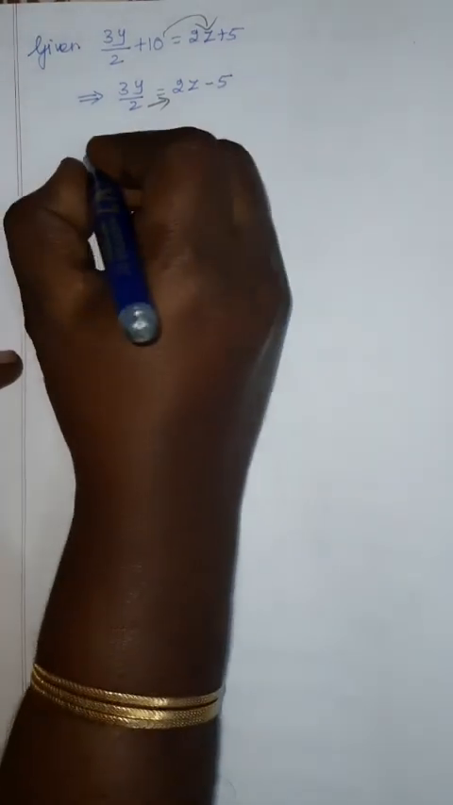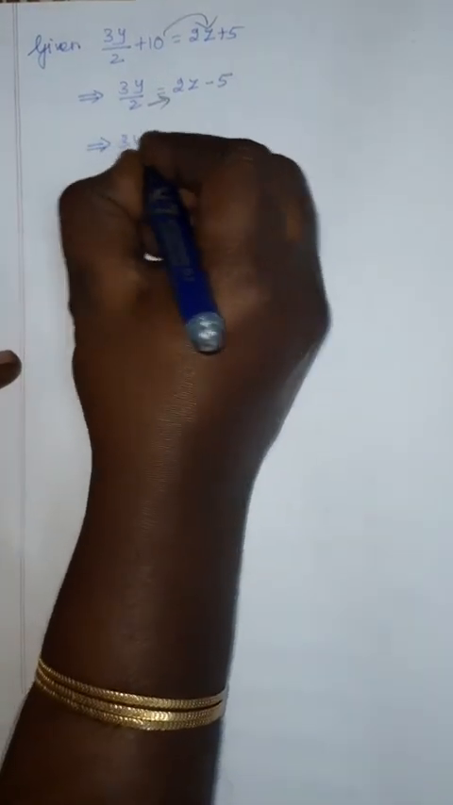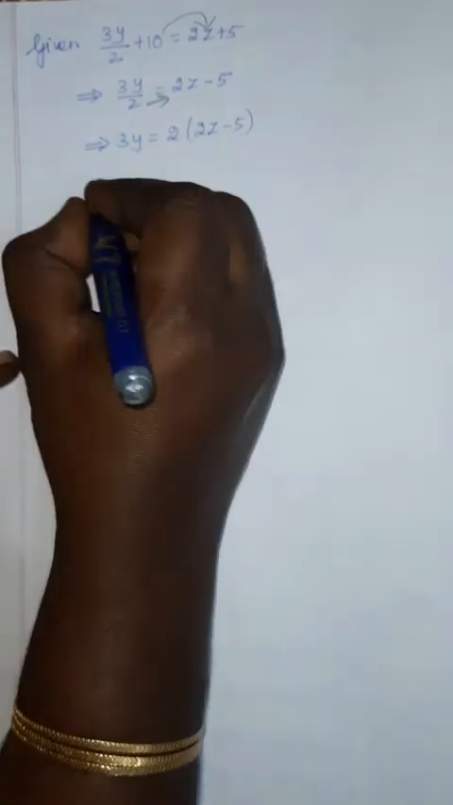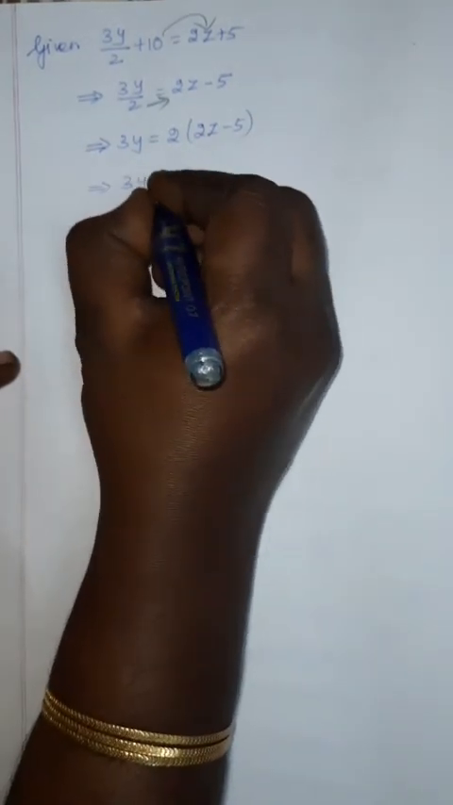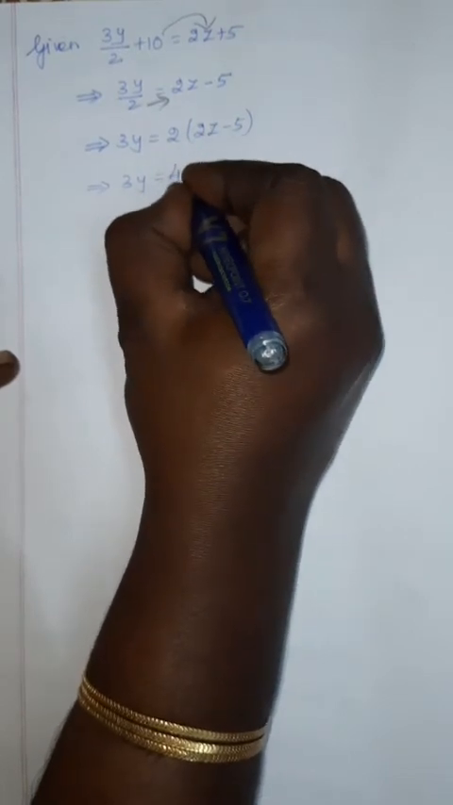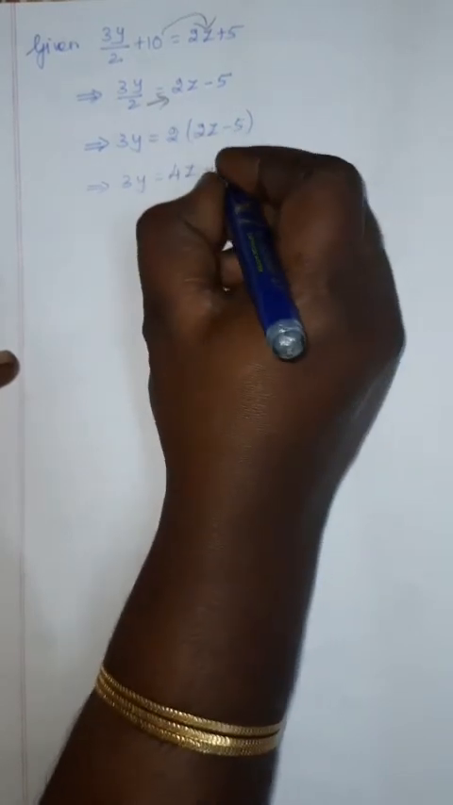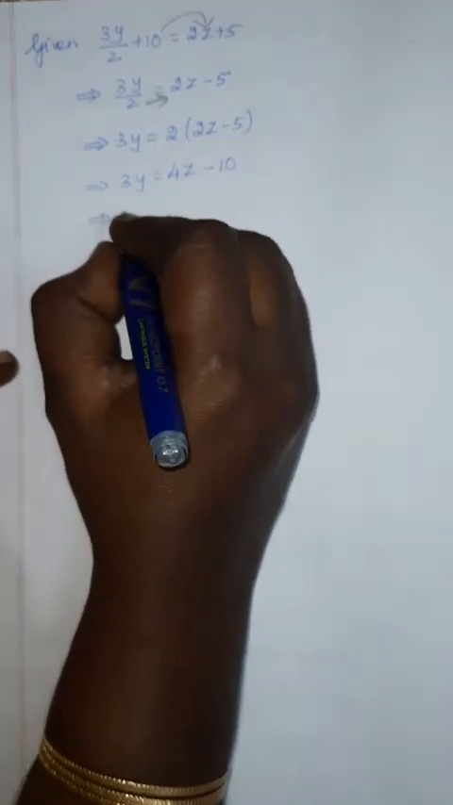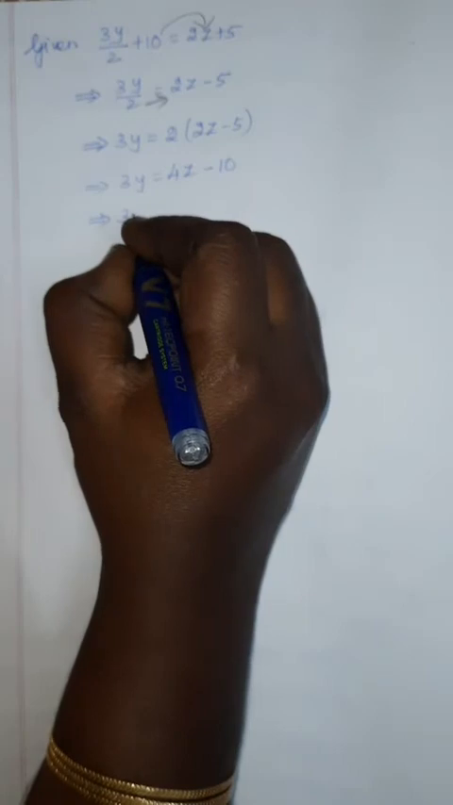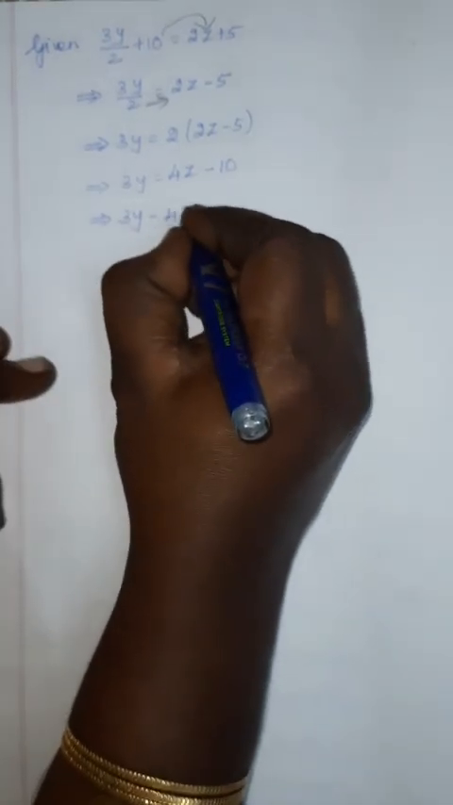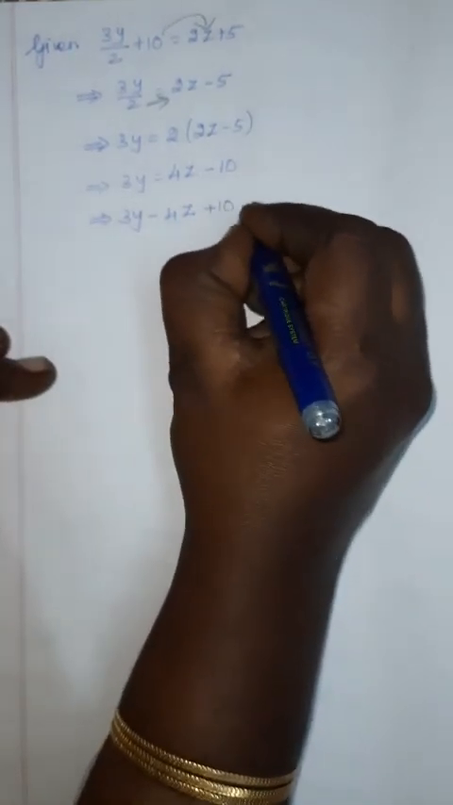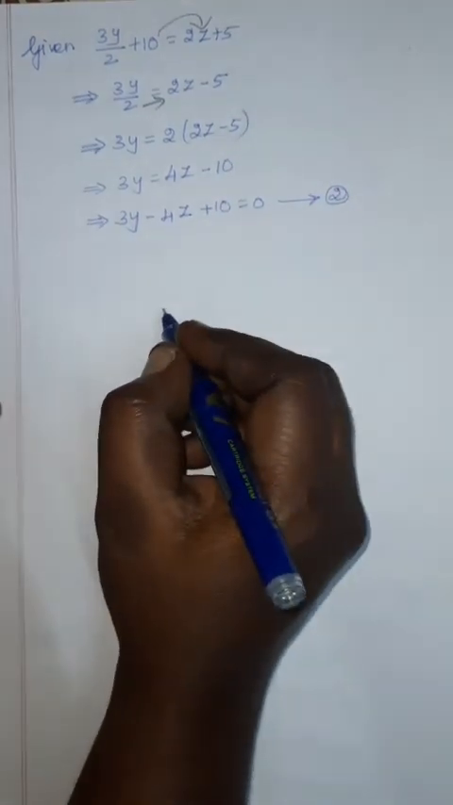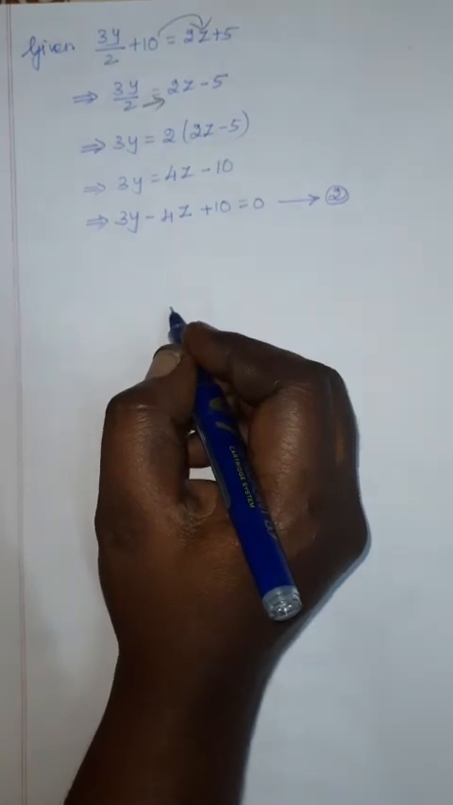So you will get 3y equal to 2 into (2z minus 5), which implies 3y equal to 2 into 2z, that is 4z, minus 2 into 5, which is 10. Which implies, taking all the terms to the same side, 3y minus 4z plus 10 equal to 0. This is equation number 2. Okay, next we can combine the last equalities.